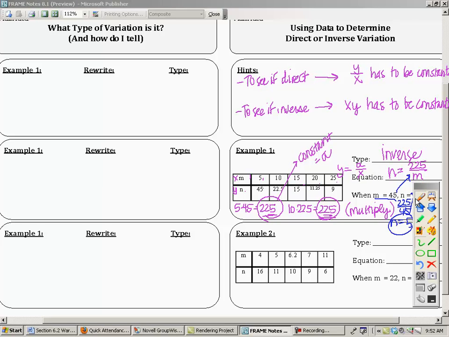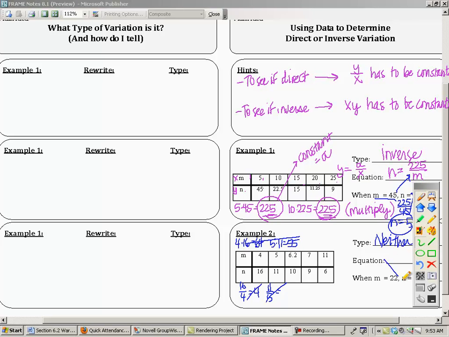Second one, let's try. I'm going to try multiplication first. So 4 times 16 is 64. Okay? 5 times 11 is 55. Can it be the multiplication? Nope, not going to work. So we try dividing. 16 divided by 4 is 4. 11 divided by 5 is not 4. Okay, so because these aren't the same, it's neither multiplication nor division, so we say neither.